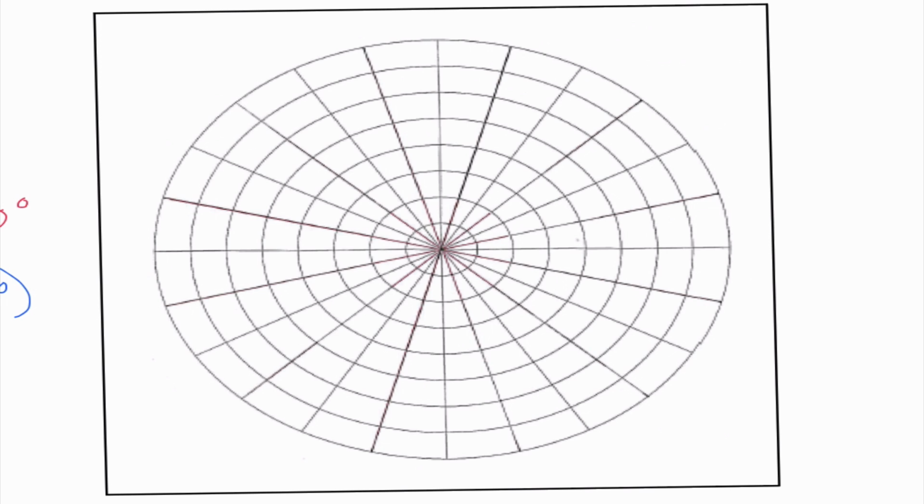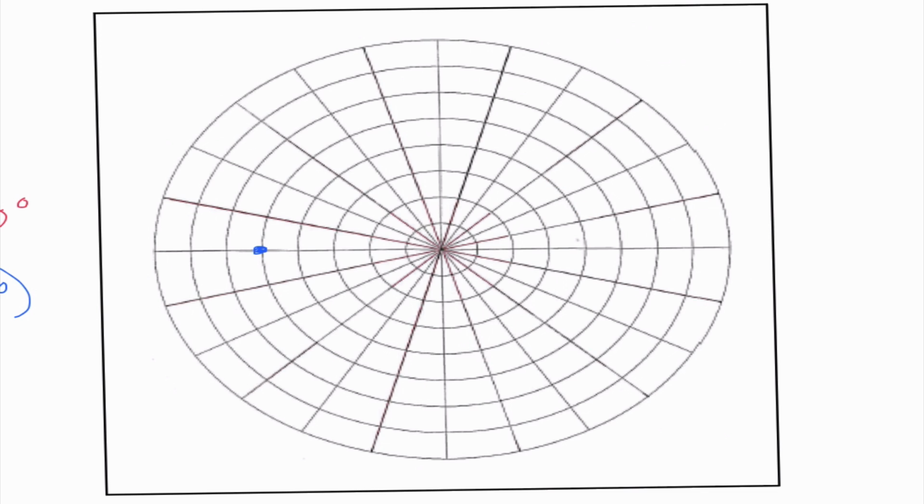So negative 5, 0 means I'm going to the left 1, 2, 3, 4, 5 and putting a point. Now from here, I need to travel 120 degrees. And I just want to point out that it does not matter which direction we travel. It's going to work out just fine either way. I'm so used to going counterclockwise that that's how I'm going to move.